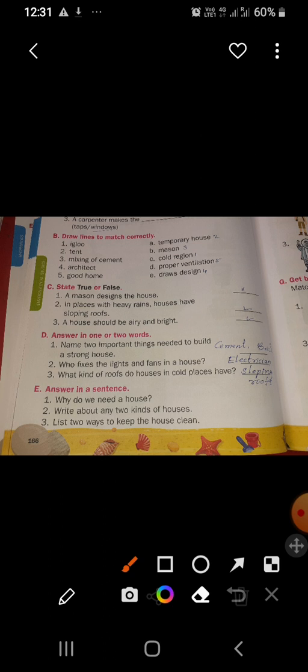You know what materials are needed to build the house? Cement, brick, steel, water, sand. So these are the things needed to build the strong house. You can write any two. See here, I have written cement and brick. You may write steel also, sand also.